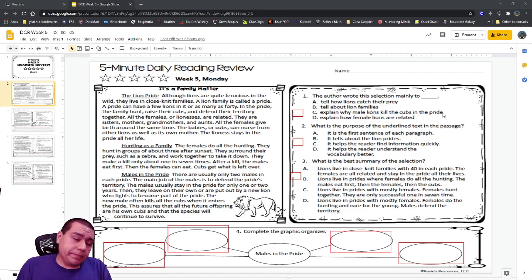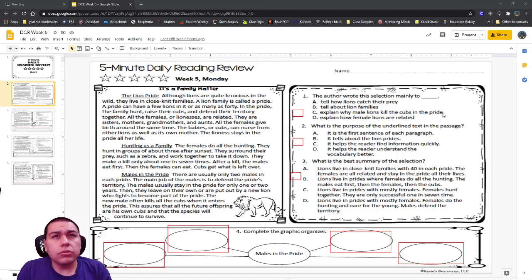Question number 1. The author wrote this selection mainly to blank. So they want to know, what's the author's purpose? Why did the author decide to write this piece of writing? A. Tell how lions catch their prey. B. To tell about lion families. C. To explain why male lions kill the cubs in the pride. Or D. To explain how female lions are.